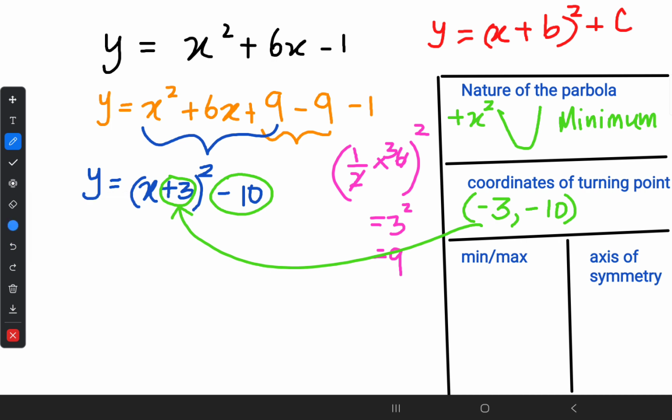Thereafter from here, minimum or maximum. Why minimum? Since it is a minimum graph, y minimum would be negative 10. Thereafter the axis of symmetry would be x equals negative 3. You can find the coordinates of turning point. From that, you can answer the y minimum or maximum and axis of symmetry questions.